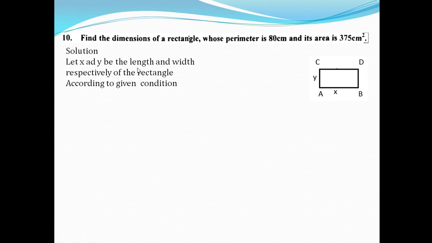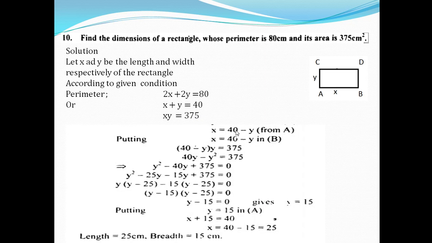Solution. Let x be the length and y be the width of the rectangle respectively, according to the given condition. Then the perimeter 2x plus 2y is equal to 80. Then 2 is common, then 80 divided by 2 is 40, x plus y is equal to 40. And the product of the length and breadth is the area of the rectangle, 375.